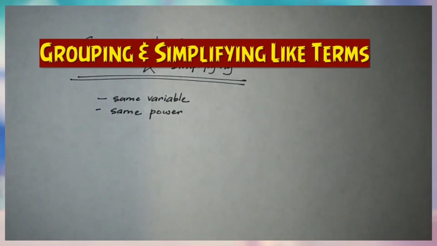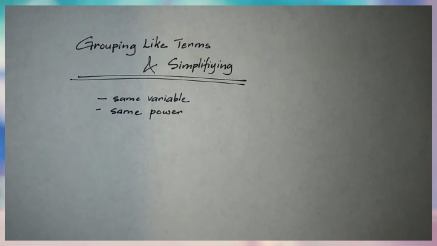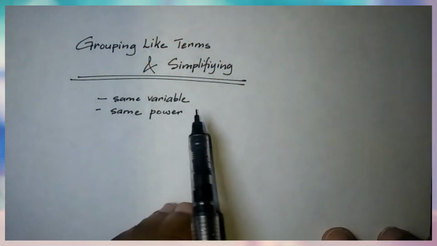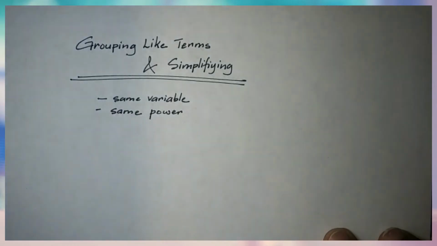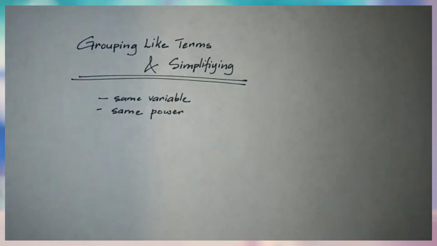Now we've been talking about like terms. And remember, like terms have the same variable raised to the same power. So for example, if we're dealing with a, we look for all the a's. If we're dealing with b's, we look for all the b's. If we have y's, we look for all the y's. If we have y squared, though, we look for all the y squared. Let me give you an example.